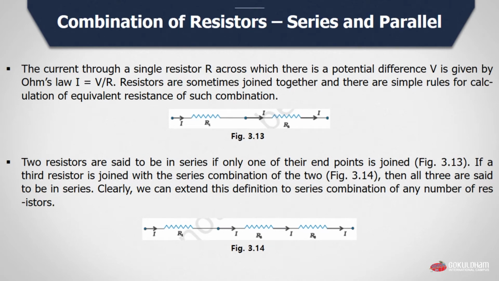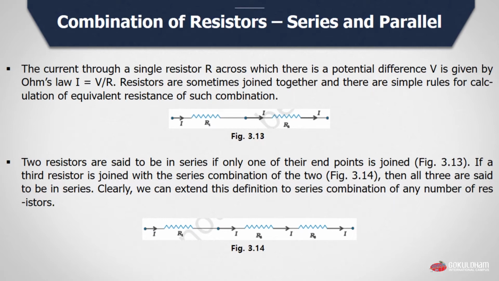The current through a single resistor R across which there is a potential difference V is given by Ohm's law, I equals V by R. Means the current that is flowing through a resistor R across which there is a potential difference V is given by Ohm's law, I equals V divided by R, that you have already seen in previous topics. Resistors are sometimes joined together and there are simple rules for calculation of equivalent resistance of such combination. Means resistors can also be joined together, and there are some simple rules that are used for calculating the equivalent resistance in this combination of two or more resistors.